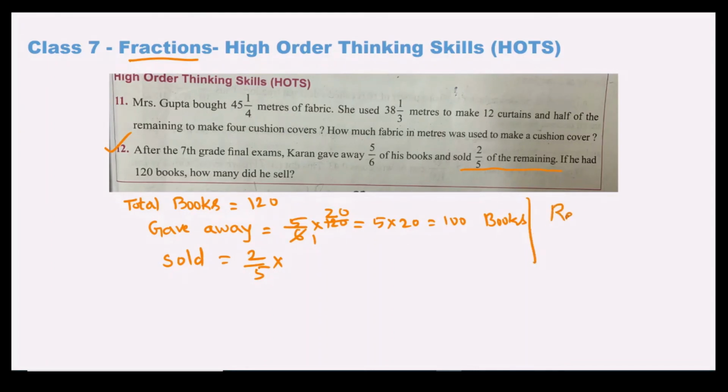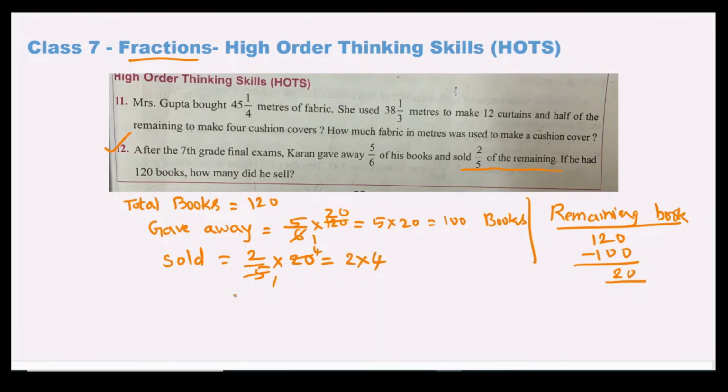How many are the remaining books? Total books minus, observe very carefully, total books how many? 120, and he already gave away 100 books to somebody, then the remaining books are 20. So he sold 2/5 of the remaining books, that is 2 by 5 into 20. I'm just cancelling 5 ones and then 5 fours. That is 2 into 4, that is 8 is the answer. That means how many did he sell? Karan sold 8 books. Okay, understood? I hope you understood all these high order thinking skills problems thoroughly.